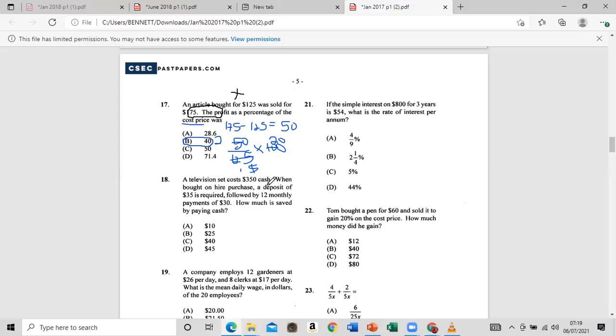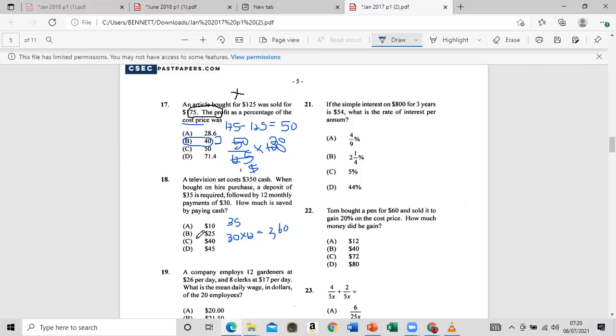Number 18, a television set costs $350 cash. When bought on hire purchase, a deposit of $35 is required. We did this one how many times? So it's $35 as a deposit, and then monthly installments, which is 30 times 12, that gives us 360. We add the 360 and the 35, we get 395, and we subtract the 350.